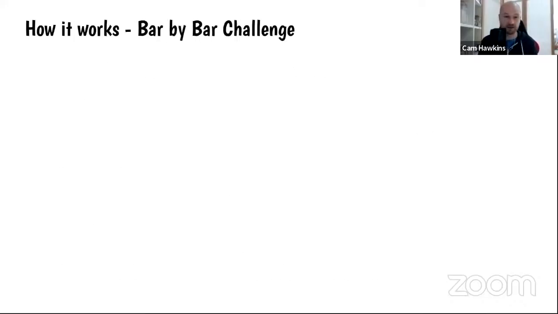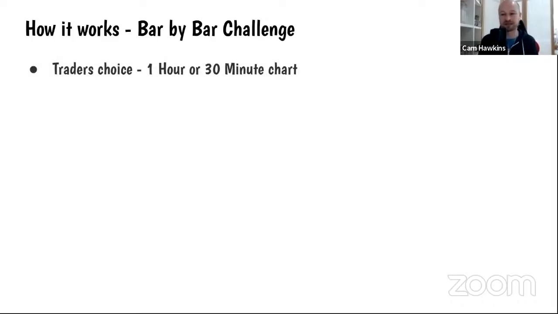The bar by bar challenge is the other challenge that we're going to do. This is a bit of fun, really. This is really just showing whether somebody is going to trade bar by bar, or they've just seen so many charts that they can sort of work out what the next bar is going to be. So it's really going by each bar, and the trader needs to pick, is it bullish or bearish? You can choose either a 1 hour chart or a 30-minute chart.